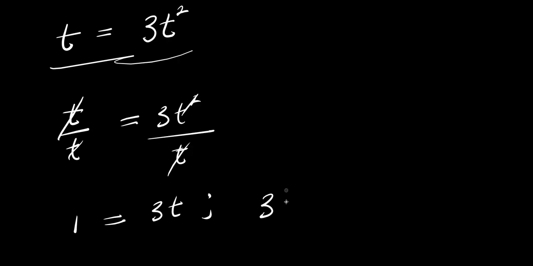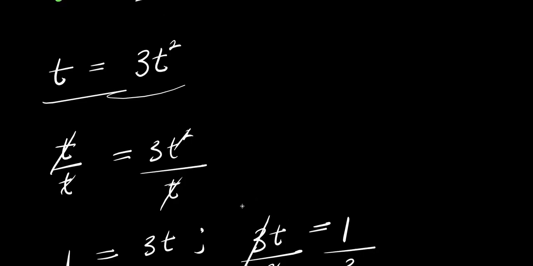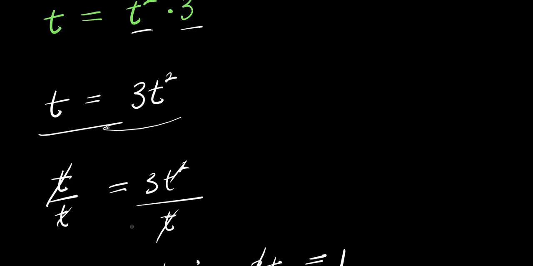And from here, if I have 3t equals 1, I can divide this by 3. Divide this by 3. 3 eliminates 3. I have t equals 1 over 3. So this is one way of solving and getting the solution. But another way is turning this into a quadratic equation and solving it quadratically.